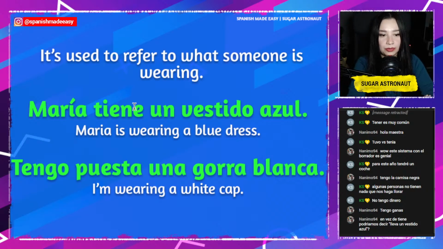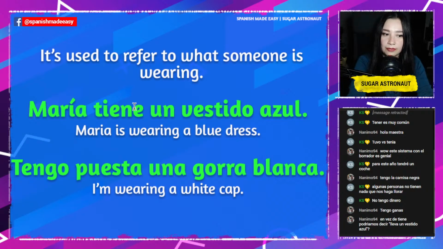Tener can be used if you say María tiene un vestido azul. Technically, you're saying that Maria has a blue dress. That's the literal translation, so that can have two different meanings. Maybe you're saying that she has a blue dress, okay? She's not necessarily wearing the dress. She has a blue dress, okay?